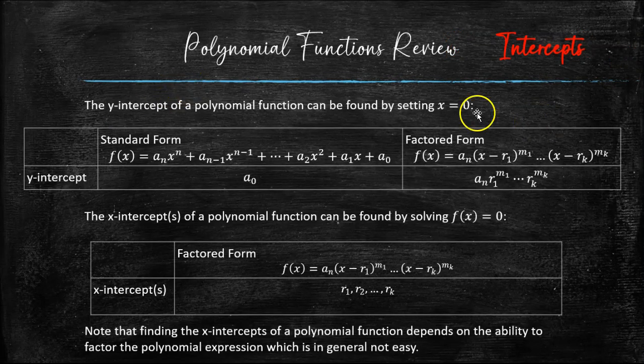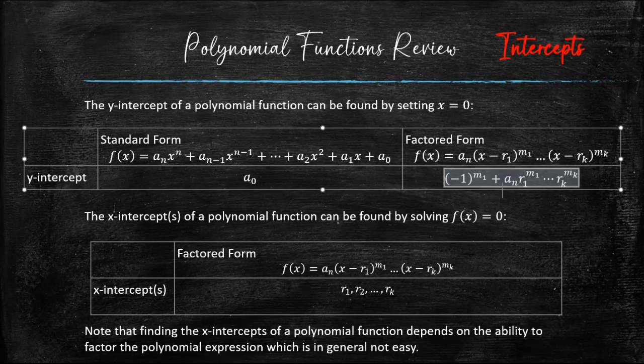Intercepts. We do find the y-intercept by plugging in x equal to 0. In standard form, your y-intercept is the free coefficient. In factored form, it's the product of the leading coefficient by the r's raised to, it's actually not r's, but I should also throw here the negative 1, right? For some reason I forgot about that one. And here we put n1 plus, plus n. Right, so it could be negative.